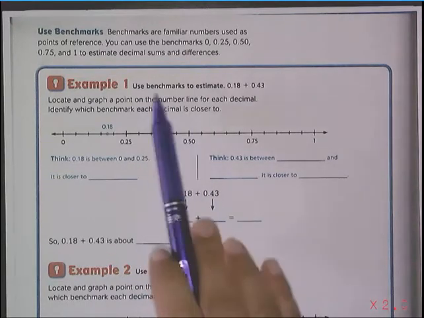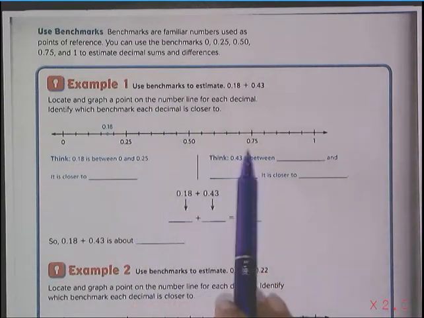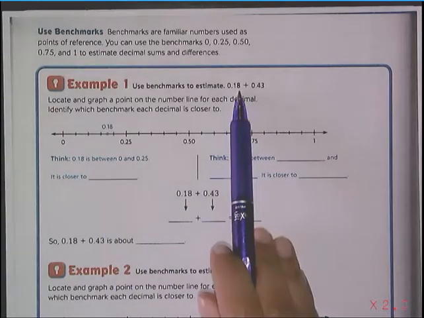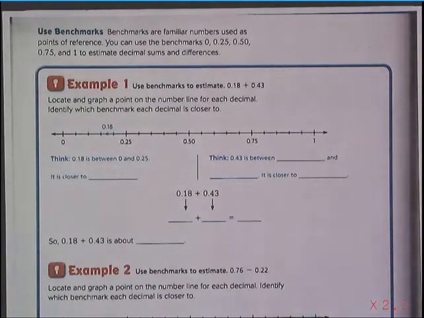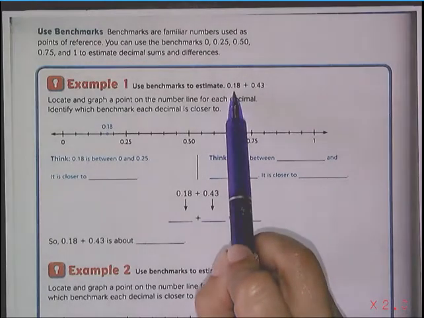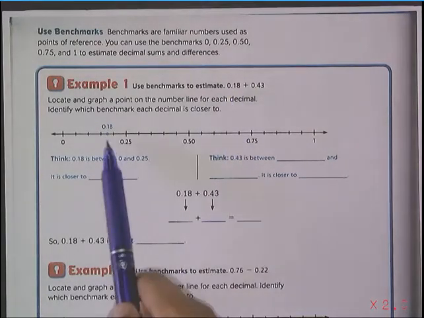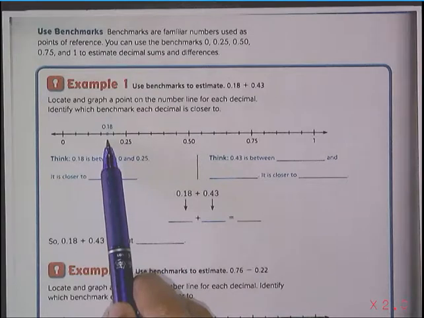So for this one, it says use benchmarks to estimate 0.18 plus 0.43. Okay, our directions are locate and graph a point on the number line for each decimal. Identify which benchmark each decimal is closer to. Okay, so our first number is 0.18. They've already graphed that one for us. Okay, it would be about here.